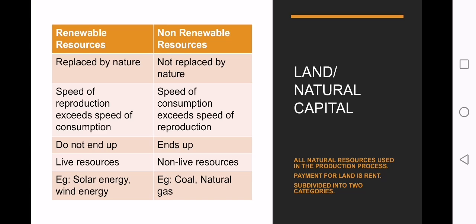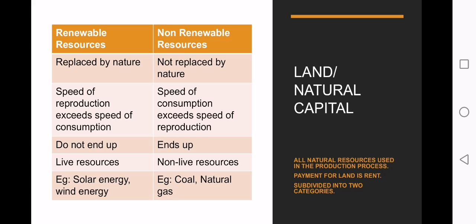Let's start with land. You can also call it natural capital. Guys, I'll be teaching you about land, and then in the exam they ask, tell us the features of natural capital, and don't be like, what is this? There are other words, so you should know it all. Anyway, land or natural capital are all the natural resources used in the production process. I told you factors of production are goods or services which you use to produce something else. So land is the natural resources that you use in the production process. And the payment for land is rent.